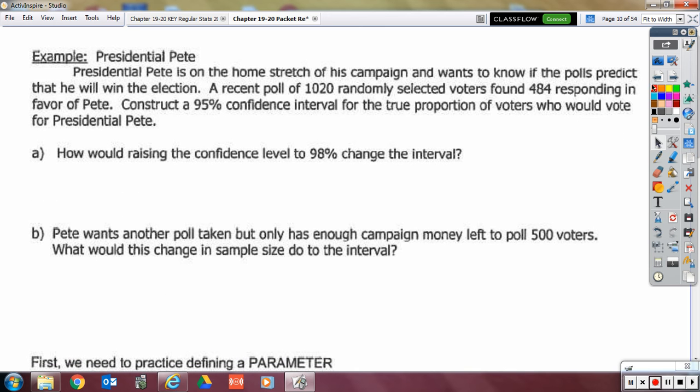In the middle of the week, you can look at the calendar in the front of your packet. I don't know. I haven't been able to put the calendar up on the board yet. Okay, here we go.